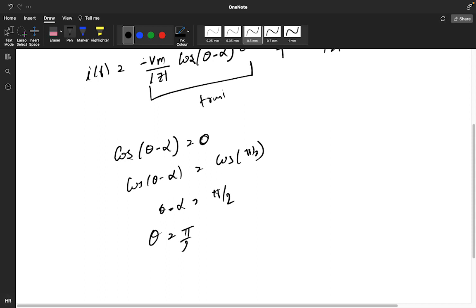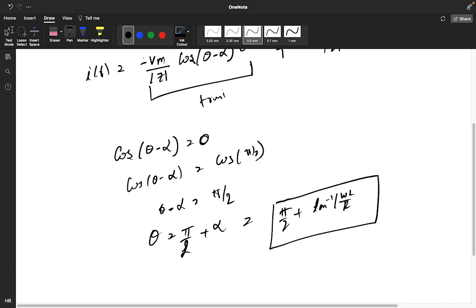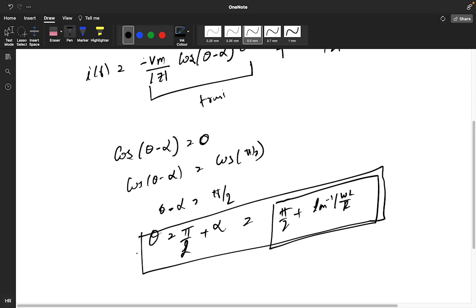Is this clear, guys? Pi by 2 plus alpha means pi by 2 plus tan inverse omega L by R. So be careful about these things. Is it a cos function or a sine function?